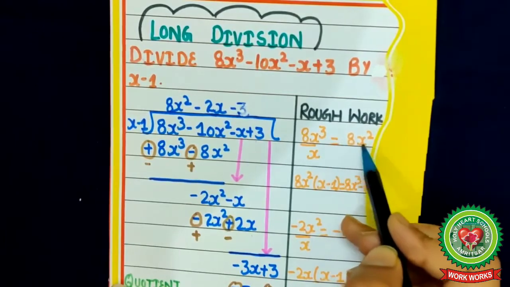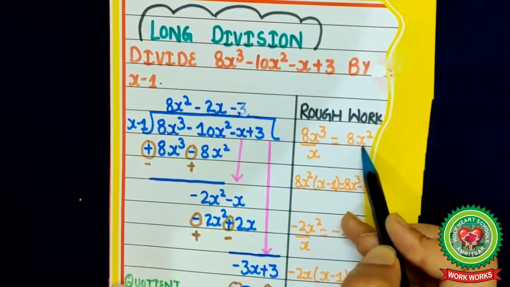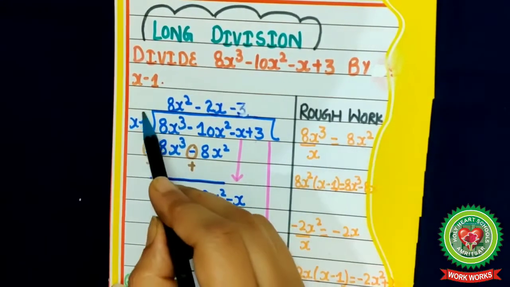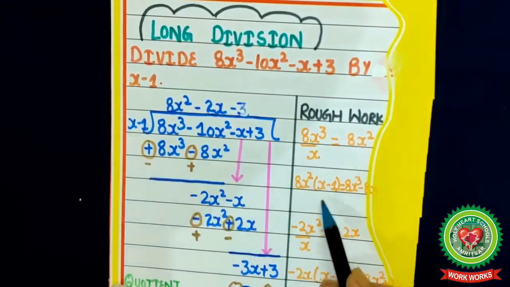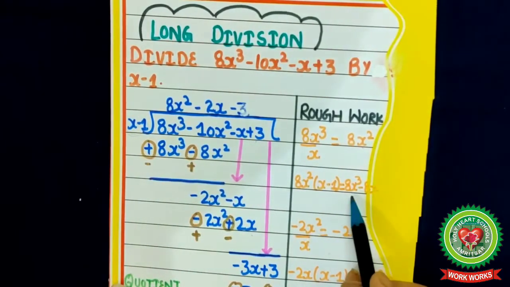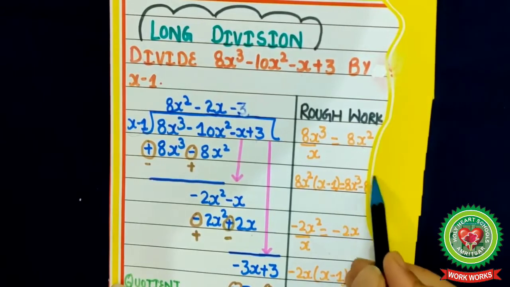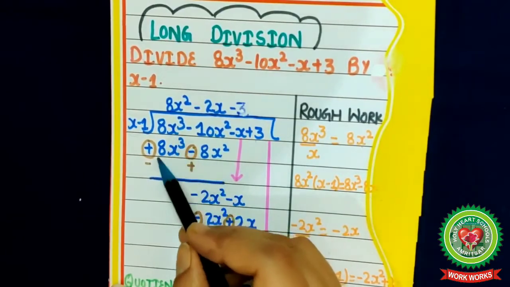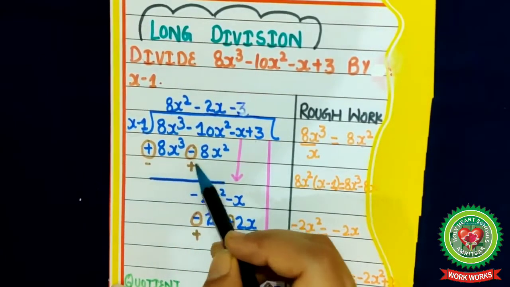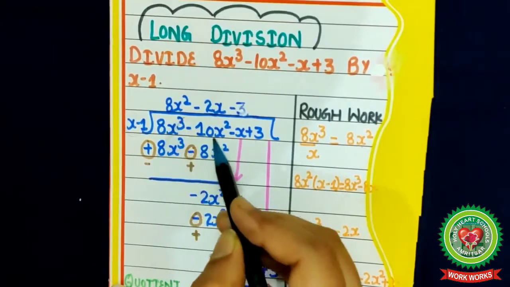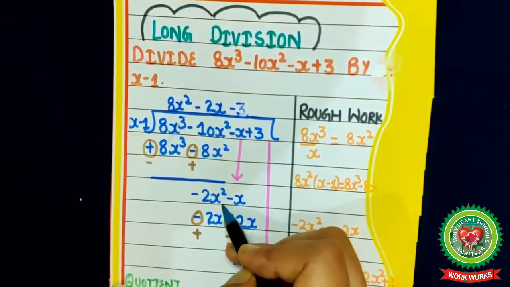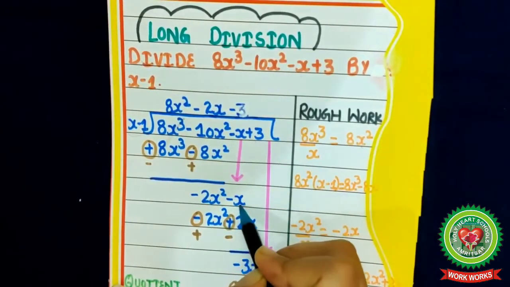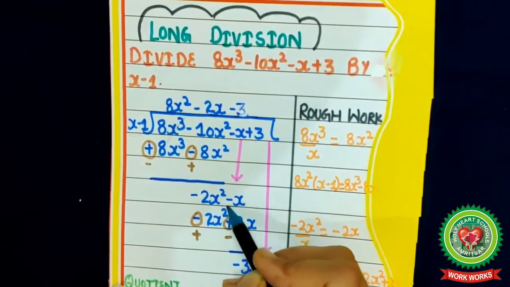This will become 8x square. Now this 8x square will become the quotient. Now this 8x square will be multiplied with this x minus 1. So after multiplying, we have got 8x cube minus 8x square. We will write this here under this. Now we will do sign lock and change. This will cut with this. Now this will give me minus 2x square. Now I will bring this minus x from up. This becomes minus 2x square minus x.